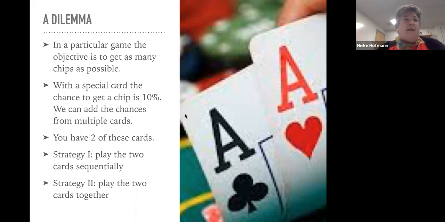Or you can play the cards sequentially, one after the other, so have a 10% chance to get a chip, and then another 10% chance to have a chip. So strategy 1 is play the 2 cards sequentially. Strategy 2 is play the 2 cards together. Which strategy should we use? What strategy would maximize our winning chances?